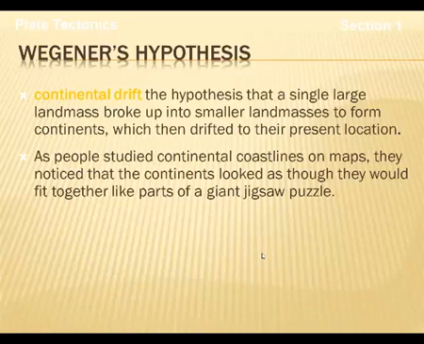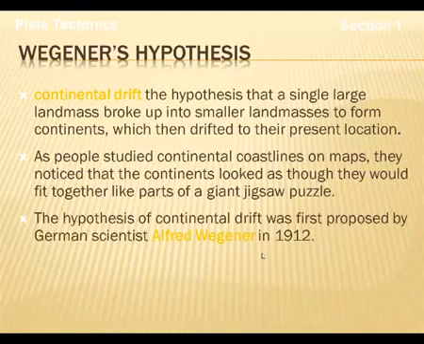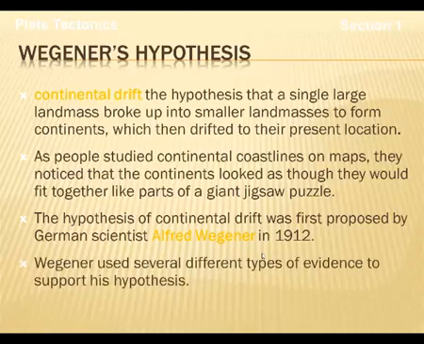As we have studied coastlines of continents, many scientists have discovered that the coastlines look very much like a jigsaw puzzle type shape. And that has led them to hypothesize that the continents may have all fit together at one time. This hypothesis was first proposed by the German scientist Alfred Wagner, and this occurred in 1912. And he used a number of different evidences to support his hypothesis.